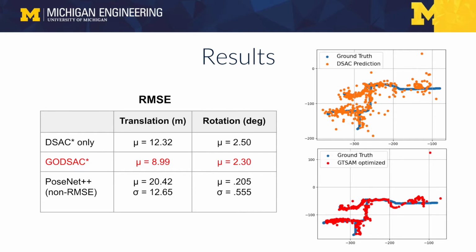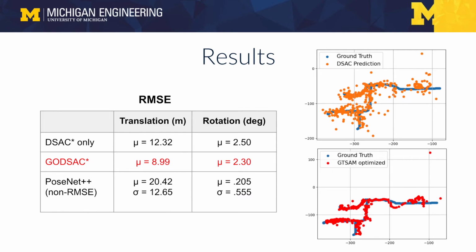Here are our preliminary results. In the table, you can see the translation root mean squared error is pretty low for DSAC star on its own at 12.3 meters, but GODSAC star with the graph optimization reduces that even further to 9 meters. And on the right, you can see plots of what I was just describing.